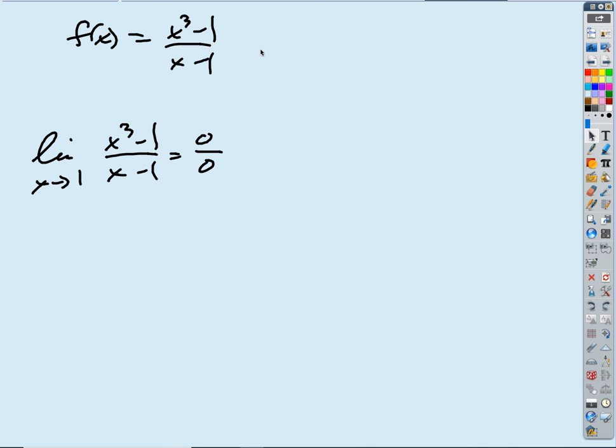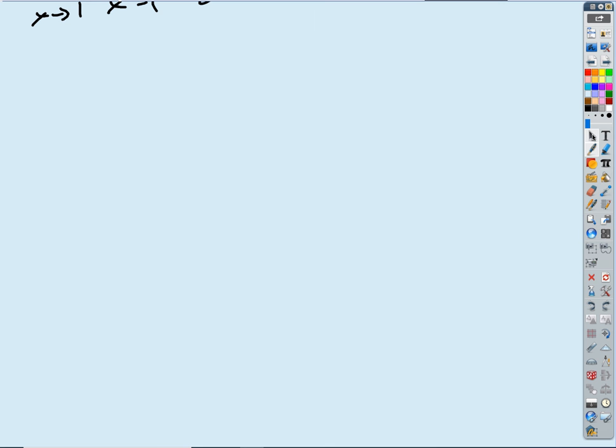Okay, what does the top look like? x cubed minus 1 is the same as x cubed minus 1 cubed. Difference of cubes. How do we factor a difference of cubes, remember? It's been a little while. You did difference of squares. Okay, difference of cubes. Right? So it's a minus b times what? a squared plus ab.